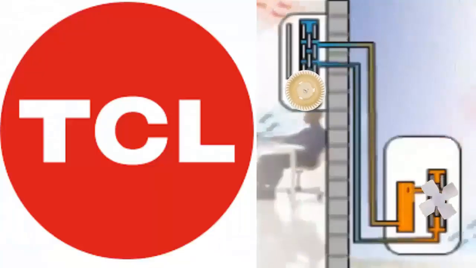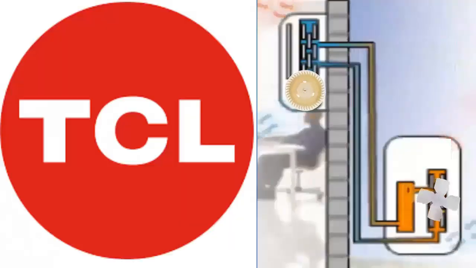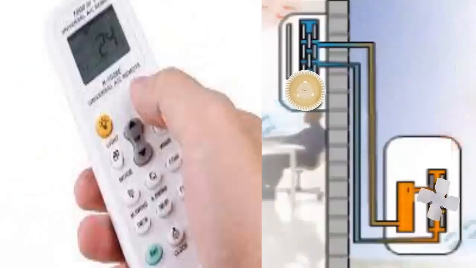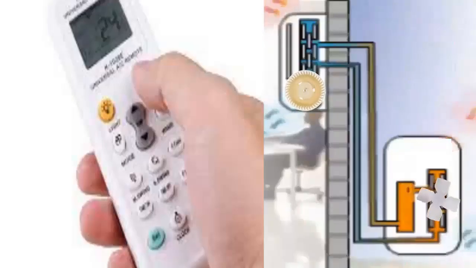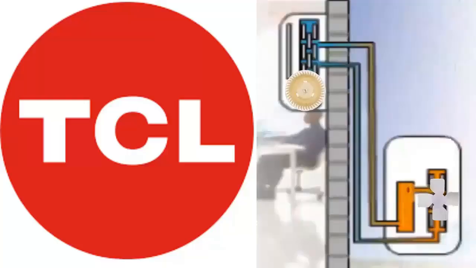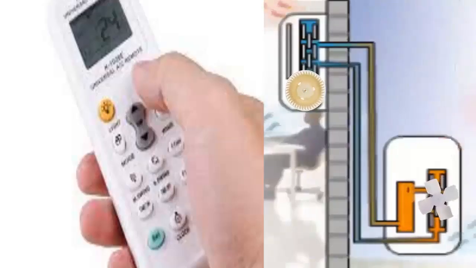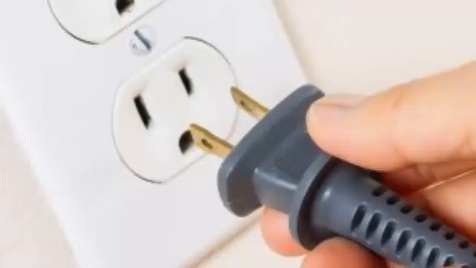To resolve the E8 error in TCL units, it is recommended to follow these steps. 1. Turn off the unit, disconnect it from the power supply for a few minutes, and then turn it back on to check if the error reappears. 2. If the error reappears, turn off the unit again and disconnect it. Pay attention to the condition of the sensor.